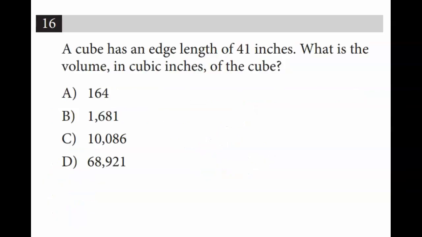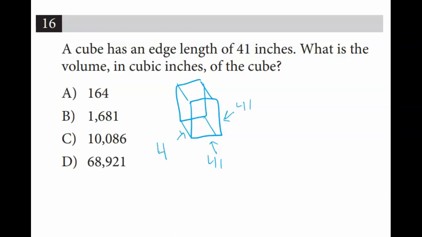All right, number 16. A cube has an edge length of 41 inches. What is the volume in cubic inches of the cube? Sweet. So we need to know that we got a cube. And we know that this length is 41 inches, which means this length is 41 inches. That means this length is 41 inches.